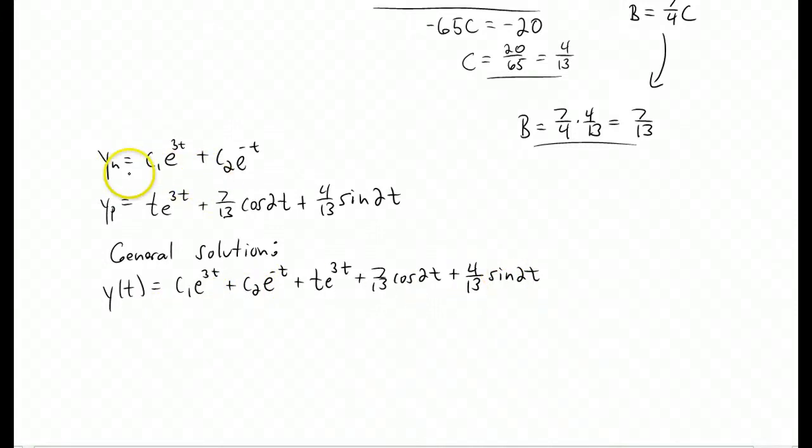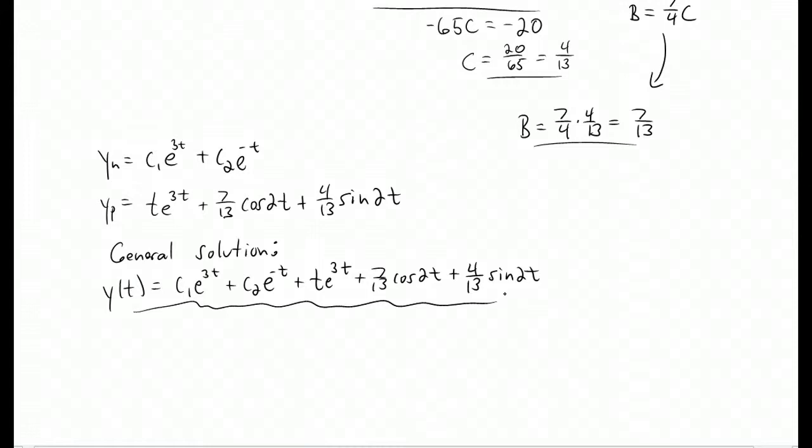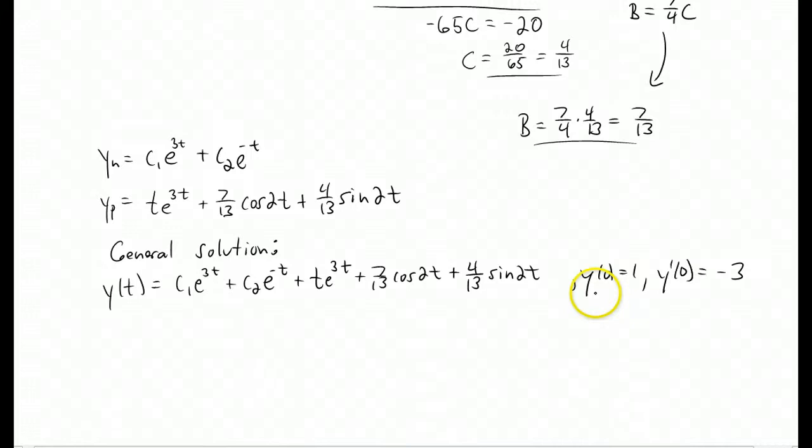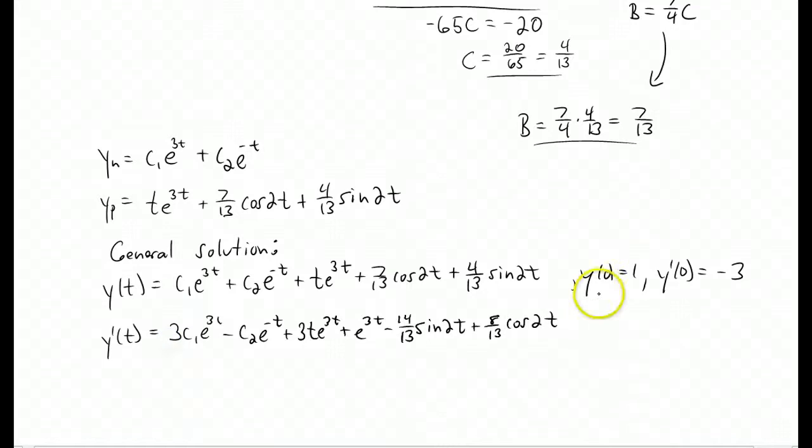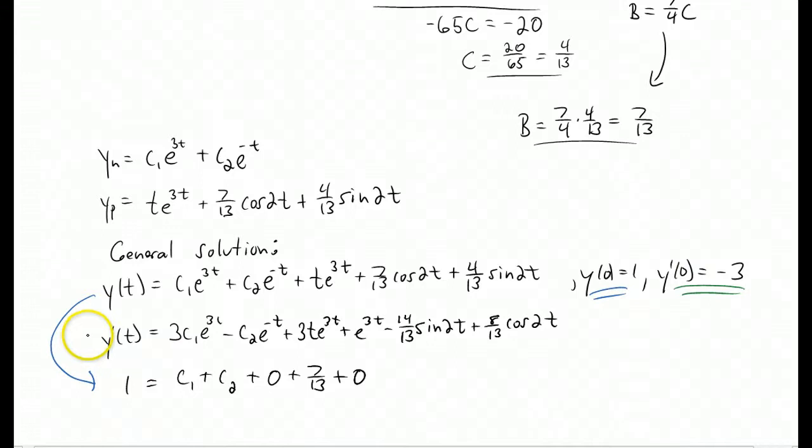Note that you don't want to plug your initial conditions into just your homogeneous solution because that doesn't solve your differential equation. This general solution has both the capability of solving the differential equation and satisfying the initial conditions. So I wrote down the initial conditions right here. Obviously, we're going to need to take a derivative of this general solution at some point, so I'll just do it now. Now we can plug our first initial condition into y of t. We can plug our second initial condition into y prime here.